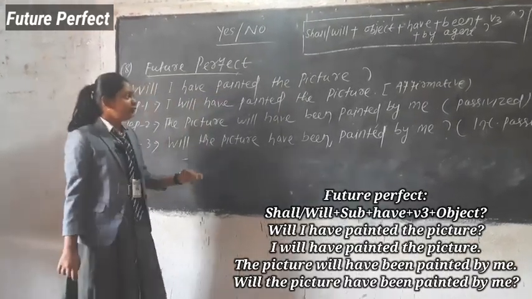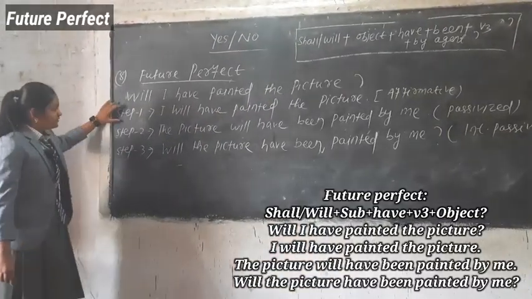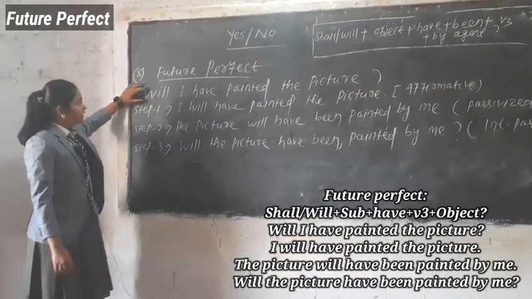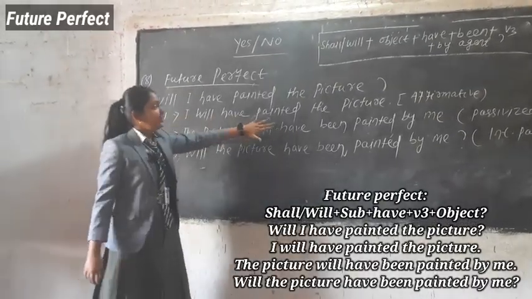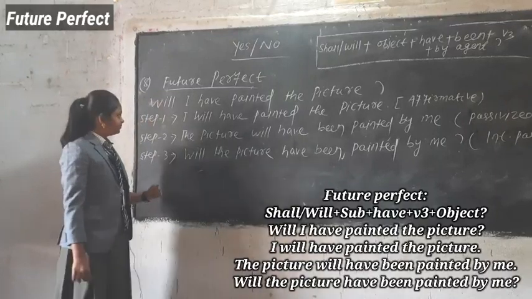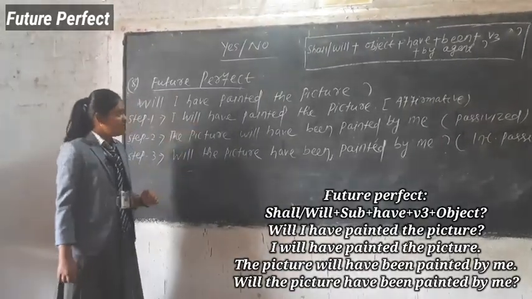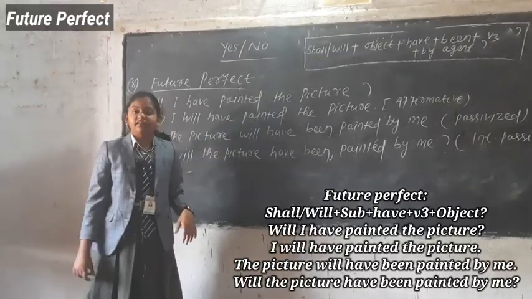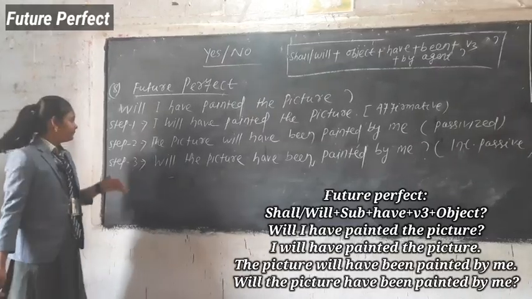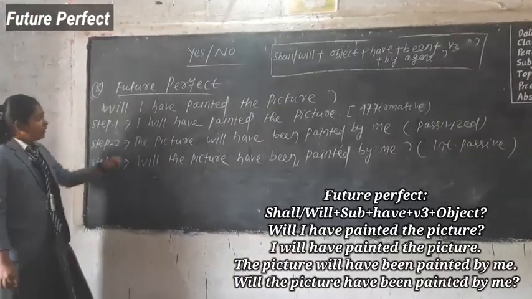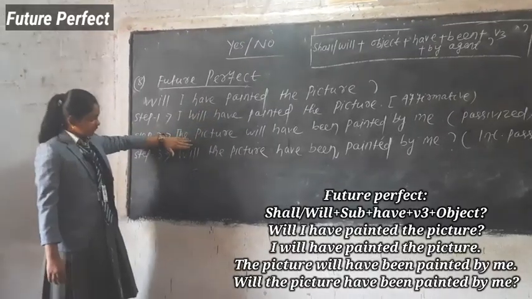Painted, the verb 3 form, the picture is the object. So step 1 is to convert this sentence into affirmative: I will have painted the picture. Here I is the subject, will have is the auxiliary verb, painted is the verb 3 form, and the picture is the object.